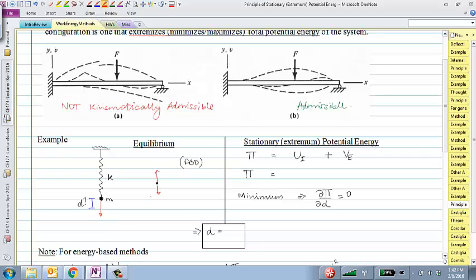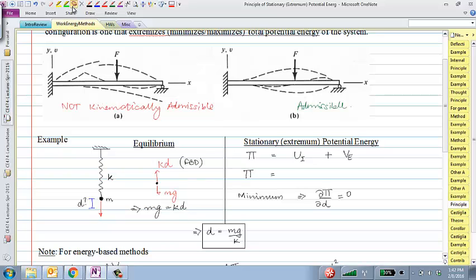I have that mass mg pointing downwards, and if I have a displacement of d, then kd would be the spring force pointing upwards. And equilibrium simply means that mg has to be equal to kd, and very simply I can evaluate that the displacement d should be equal to mg divided by k. No surprises there. That's pretty trivial. That's what we've been doing in Newtonian mechanics, right?